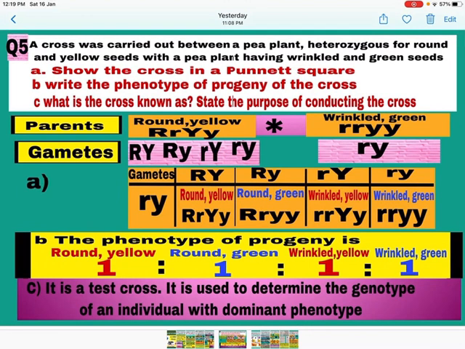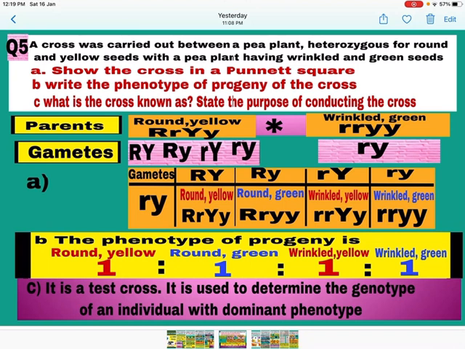Question number 5. A cross was carried out between a pea plant heterozygous for round and yellow seed, means capital R, capital Y, small y को क्रॉस किया गया है with a pea plant having wrinkled and green seed, means small r and small y. अब आपको A पॉइंट में दिखाना है show the cross in a Punnett square. First of all make the gametes.